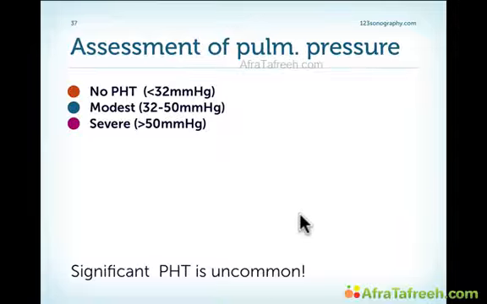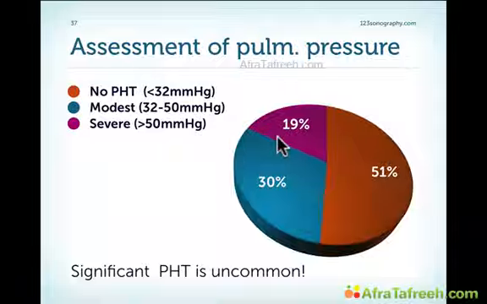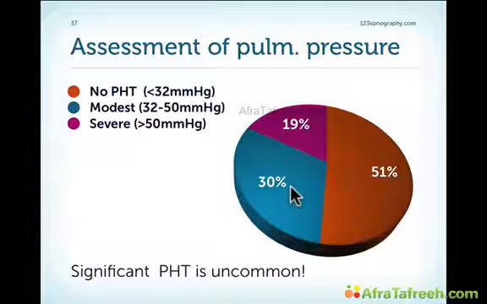How about pulmonary artery pressure? We have mentioned before that severe pulmonary artery pressure elevation is rather rare in patients with ASDs. This is from a study looking at rather young adults and a mixture of patients, and we see that the majority of these, 51%, had actually a normal pulmonary artery pressure, 30% had a modest elevation between 32 and 50 millimeters mercury systolic pressure, and 19% more than 50 millimeters mercury.